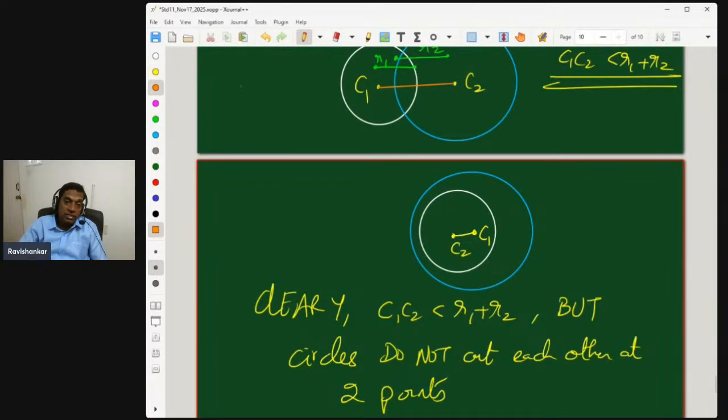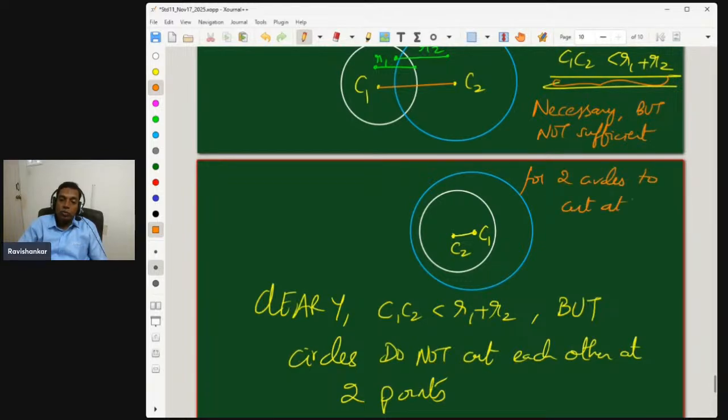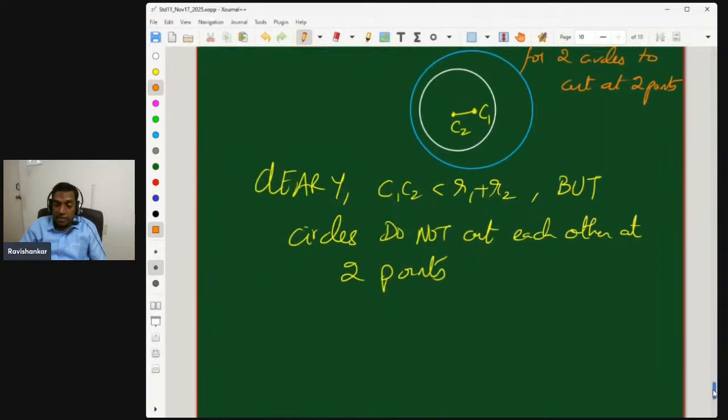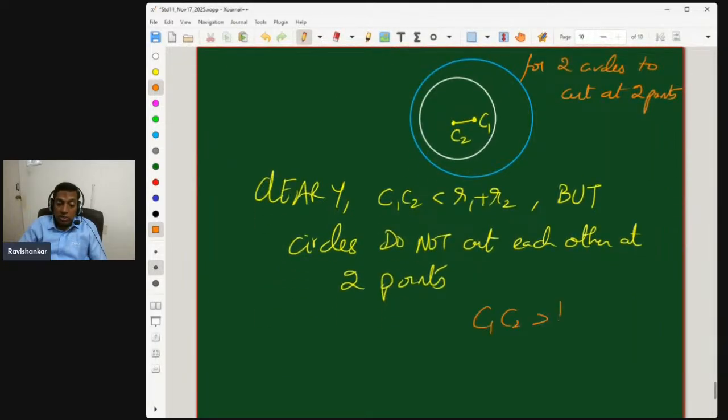So this is necessary but not sufficient for two circles to cut at 2 points. So the second condition, therefore, is C1, C2 must be greater than the difference between the radii.